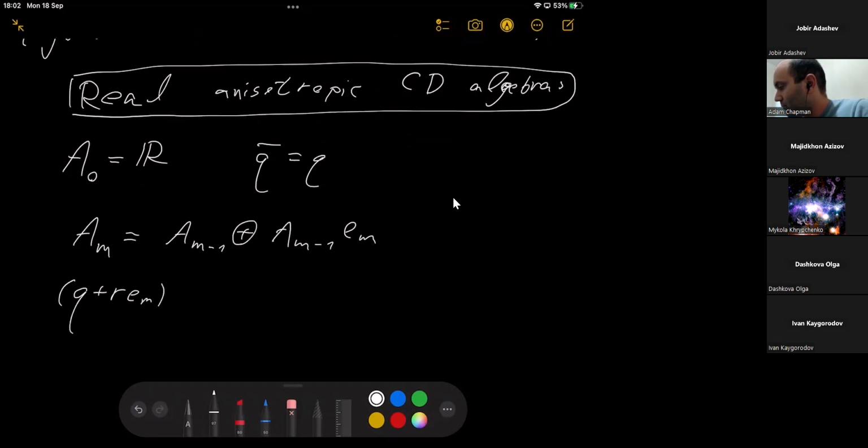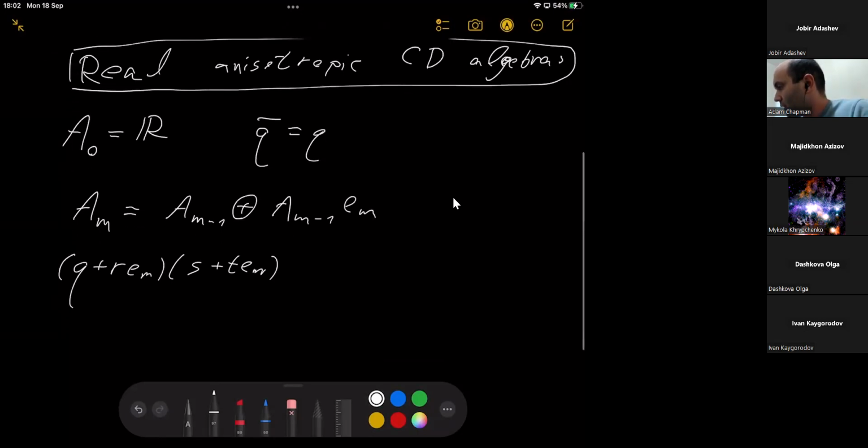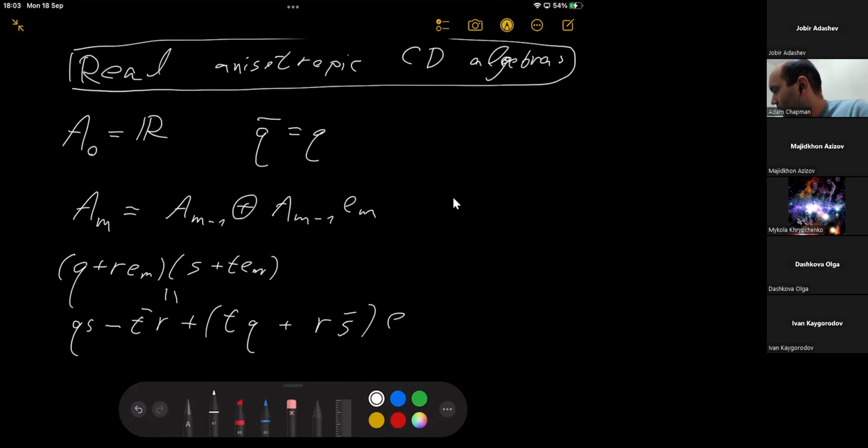We take an element and another one, both again, some Q plus R e_m and S plus T e_m, where Q, R, S, and T belong to the lower algebra. And the multiplication rule is that this thing is equal to Q times S minus T bar times R plus, here we have T times Q plus R times S bar times e_m. So that defines a larger algebra. We'll talk about its properties in a second.